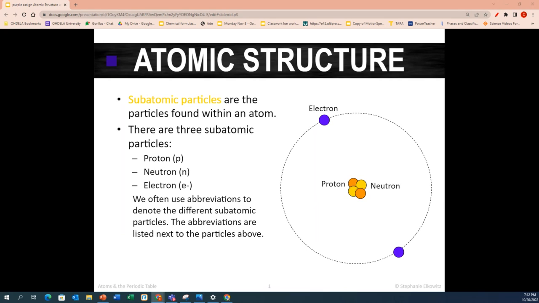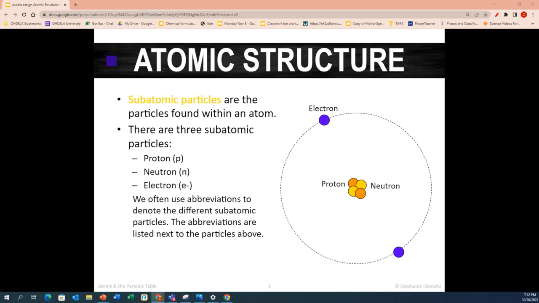Atomic structure, how the atom is put together. All atoms are the smallest particles of any substance, anything that makes up matter, anything that has space and weighs something, and they all have the same type of particles. So the subatomic particles are the particles found in the atom. There are three types: the proton, the neutron, and the electron.